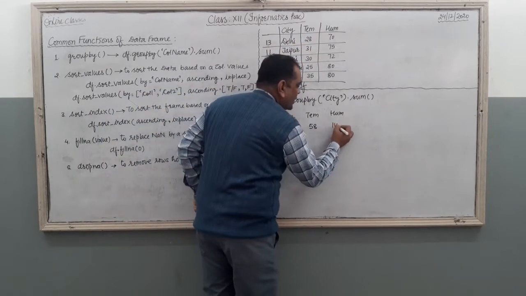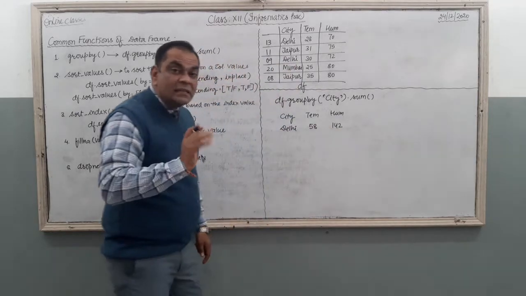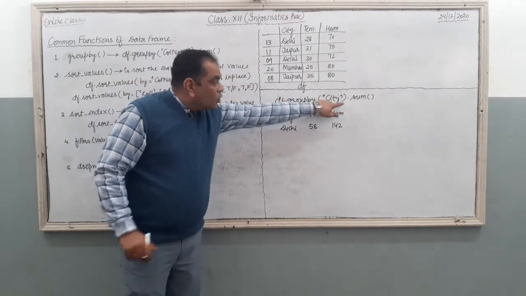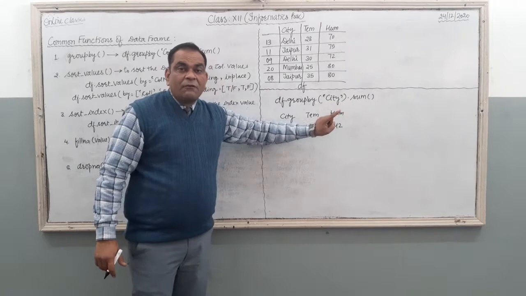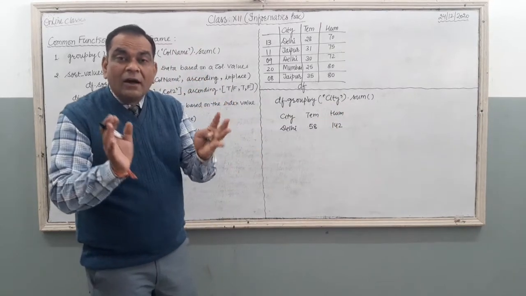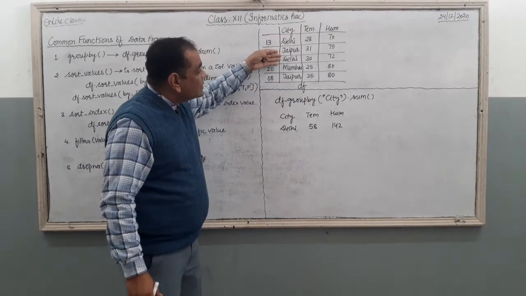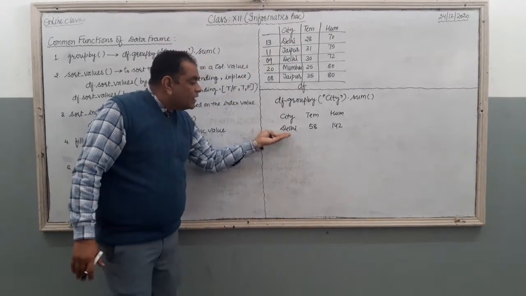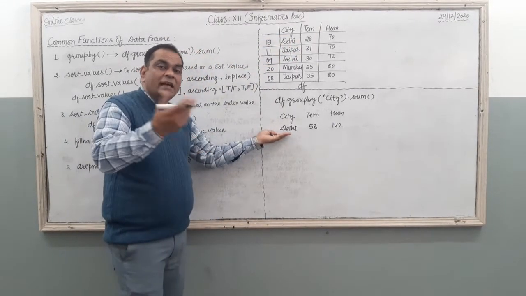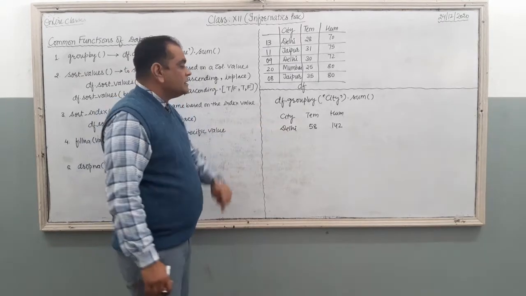Total is 142. So 142 is here. Means what? Dot sum. This particular function is going to add all the values of the entire column that is related with the specific record, or we can say the specific city, right? What is the next one?